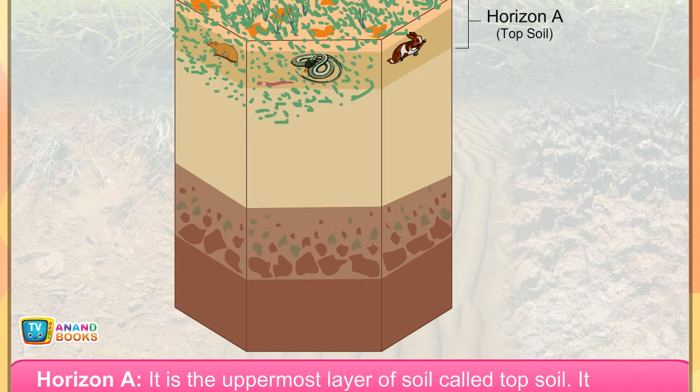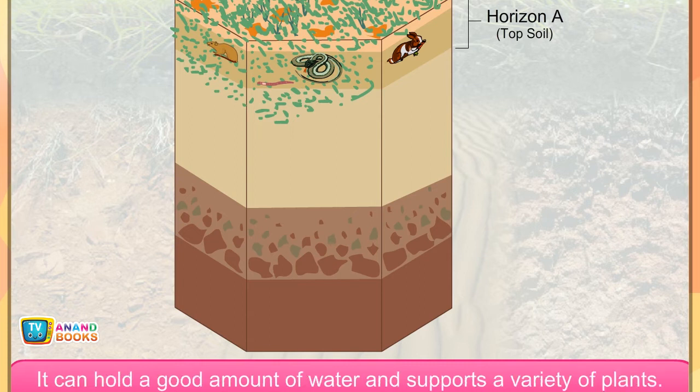Horizon A. It is the uppermost layer of soil called topsoil. It consists of sand and small pebbles with humus and clay. It can hold a good amount of water and supports a variety of plants.